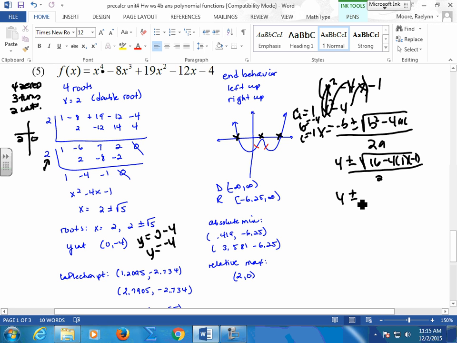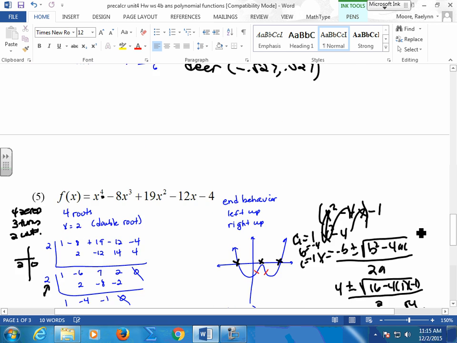So we're going to get 16 plus 4, radical 20. This becomes radical 4 times radical 5. So 4 plus or minus 2 radical 5. You have to reduce everything. Now, don't cancel out your terms. Factor out a 2.